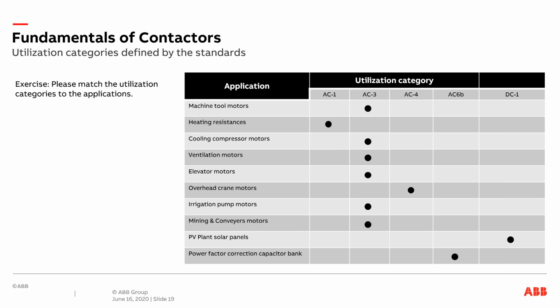This is where I got it wrong as well. So if you have clicked it wrong, that's not an issue. Irrigation pump motors AC3. Mining conveyors is AC3 as well. Solar panels, there's a DC1, and power factor correction is AC6B. So hope you have got it right.